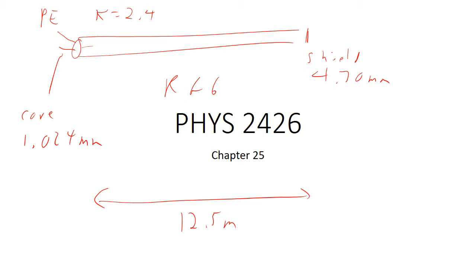Okay, so right away we know that we're going to need to know the radius of the inner cylindrical part and the radius of the outer cylindrical part. So R1 is going to be half of that. So half of that is going to be 0.512 millimeters. And then R2 is going to be half of the shield. So that's going to be 2.35 millimeters. This is a cylindrical capacitor, so we know that the capacitance is given by 2 pi epsilon naught L over natural log of R2 over R1.